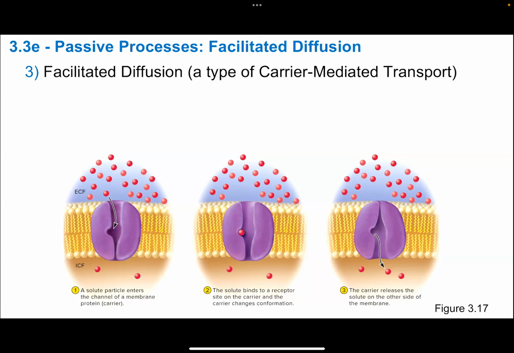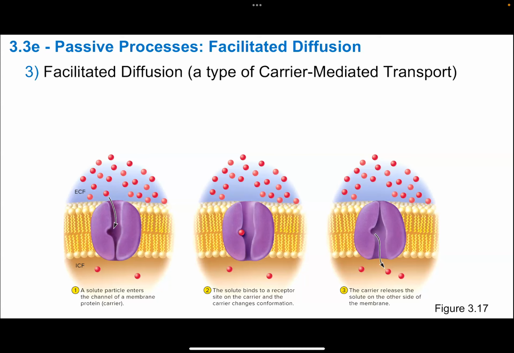You've got passive processes that do not use ATP. That's going to involve diffusion, osmosis, and now facilitated diffusion. And then you've got active processes that are going to be your active transport and vesicle transport. But vesicle transport, active transport, and facilitated diffusion all require some type of carrier. And this is how those three fall under carrier-mediated transport.